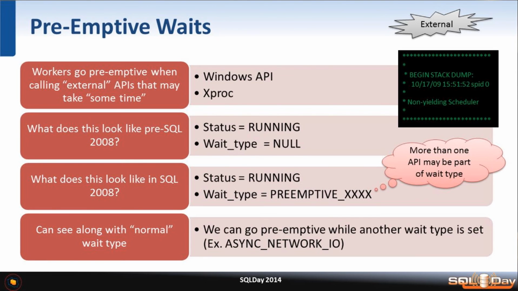Before SQL 2008, the behavior of this looked like this. When you looked at exec request, it was a status of running, and a wait type of null. And so you had no idea what was going on. You would have a query that's running for long periods of time, and you had no idea what was going on. Well, in 2008, we introduced this preemptive wait type concept.